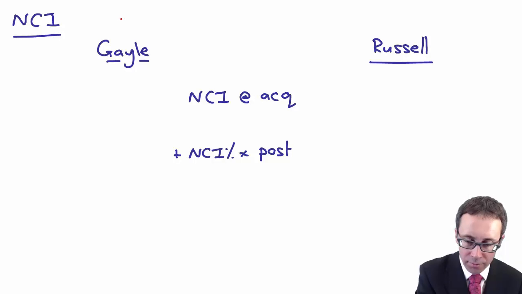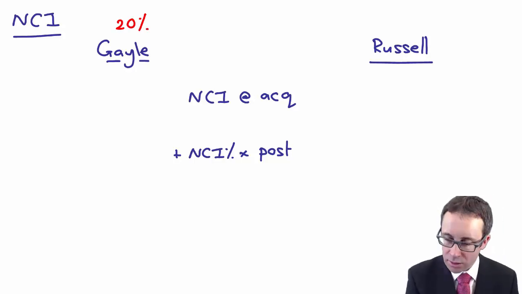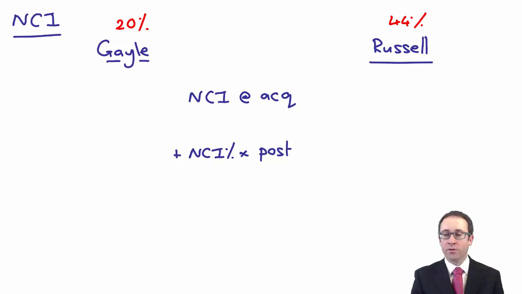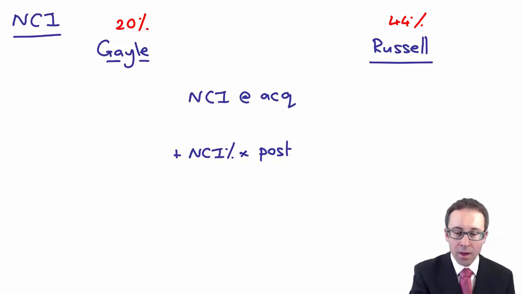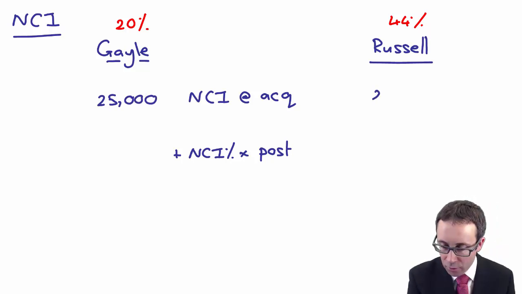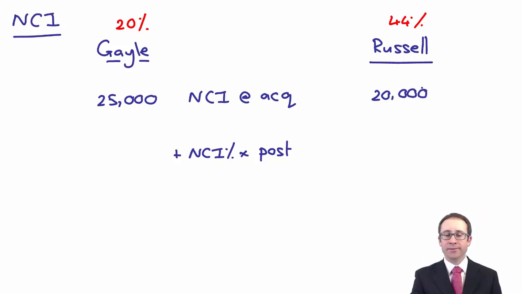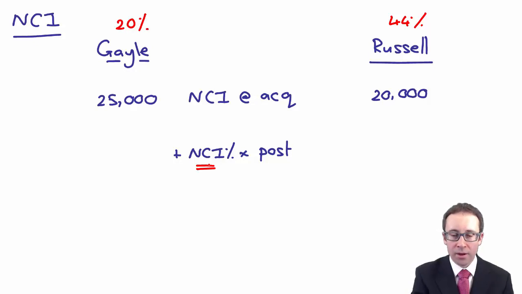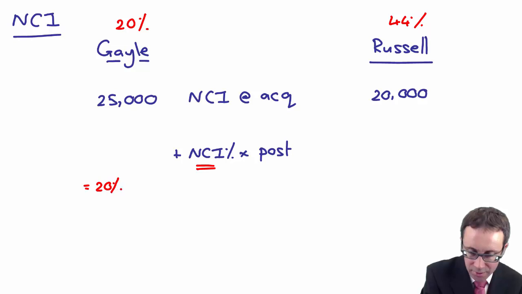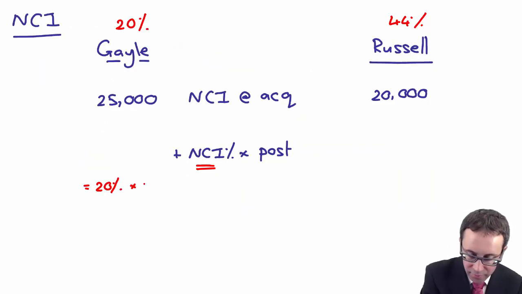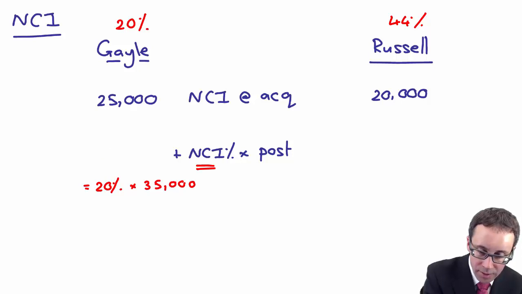Now, what I would recommend is that you put the NCI percentages above each subsidiary, respectively. There's a 20% NCI in Gale, 44% NCI in Russell. Okay. The non-controlling interest at acquisition of Gale was that 25 million, so 25,000, and for Russell it's 20. Okay. The non-controlling interest percentage, that's why I think it's important that you put the percentages at the top of each column, because then for Gale, you know that you're taking 20% of Gale's post-acquisition profits, and Gale's post-acquisition profits are 35. Is that there? I think it gives us, oh, wrong colour, 7,000.